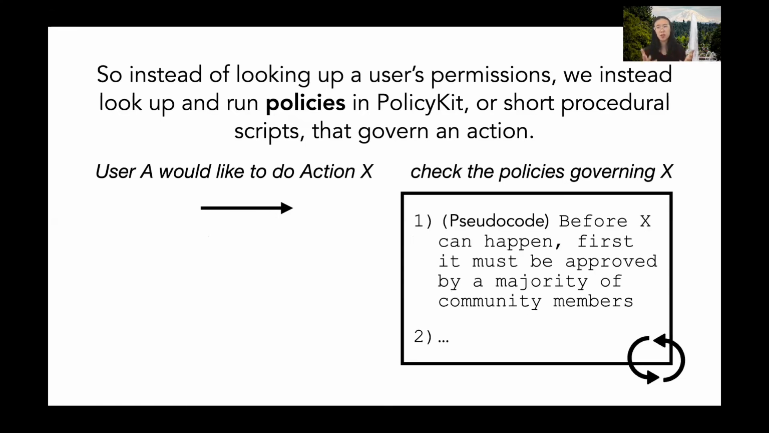And these policies are short procedural scripts. In PolicyKit, they're written in Python and govern a particular action. And if that policy passes, then that action can be approved. So that's how that works.